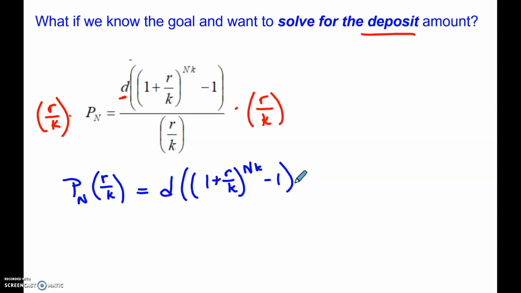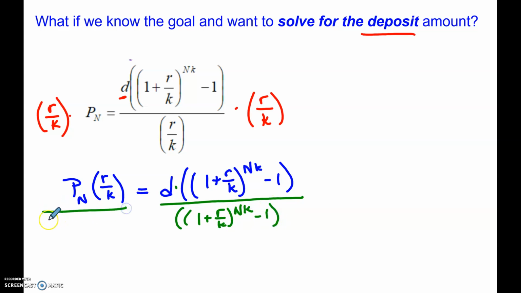Now I'm solving for the D, and what I notice is that D is being multiplied times that big parenthesis, so to undo that we will divide by that exact amount. It's a little tedious writing it all, but we're going to do it. Whatever I do on one side, I do to the other side, so parenthesis 1 plus R over K raised to the nk minus 1.